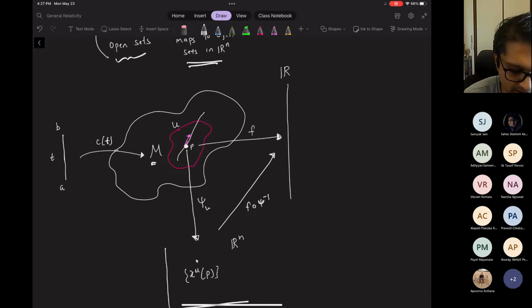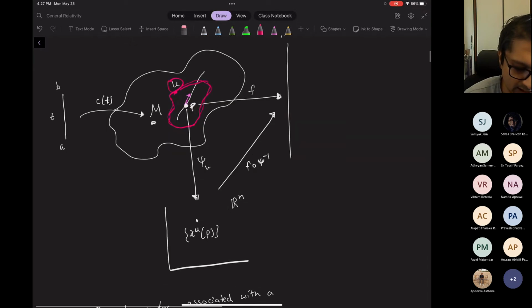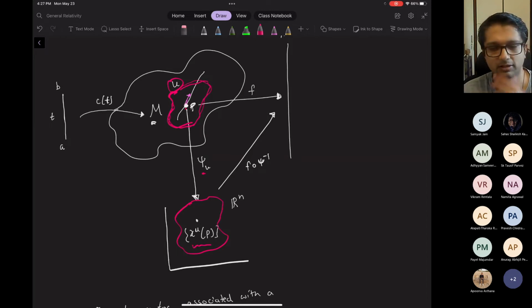So this is my manifold M. This is a point P. This red curve shows an open set U of this manifold. And this map psi U takes me from the point P to some point in Rn, which has coordinates x mu of P. And this entire region U is mapped to an open set of Rn. So that's the basic idea of how you assign coordinates to a manifold.